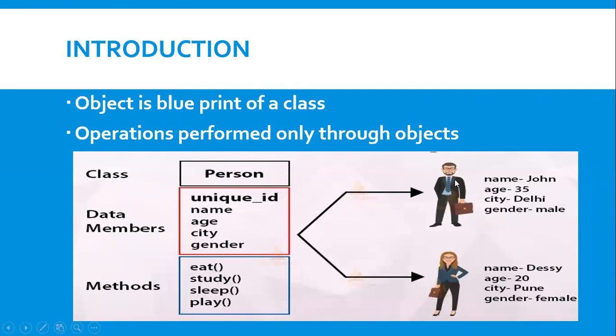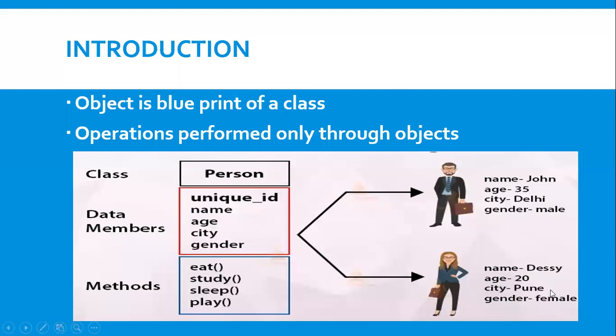Okay, so here you are specifically saying he is the person whose name is John, whose age is 35, and he is living in Delhi and his gender is male. And Daisy, whose age is 20 and living in the city called Pune and her gender is female. So here John and Daisy are called the objects which are derived from this class called person. Are you following or not?